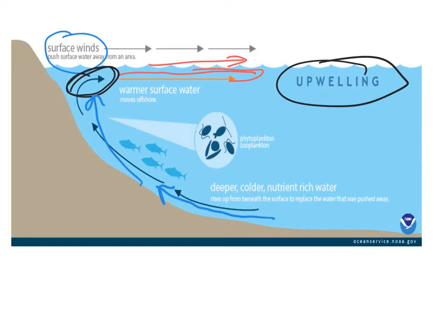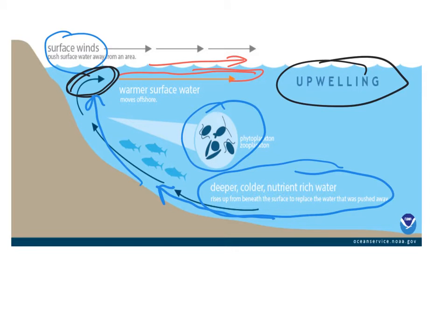So as these surface winds are blowing, this upwelling occurs, and upwelling is where we're taking this deeper, colder, nutrient-rich water and we're lifting it up to the surface. And that allows for these nutrients to be there, and we can see phytoplankton now has the nutrients, so we can see photosynthesis occurring. So where we have upwelling, we generally will have areas where we have an increase in productivity because we're bringing up these nutrients for photosynthesis to occur.